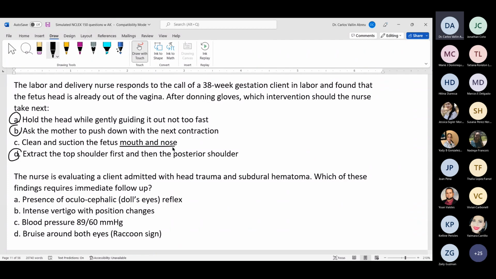But don't forget that the priority number one of the baby when it's born is which one? Airway, ABC. The priority of a baby is to breathe. So the priority of a baby at the moment of birth is to start breathing air for the first time in their life. You need to have this concept very clear.